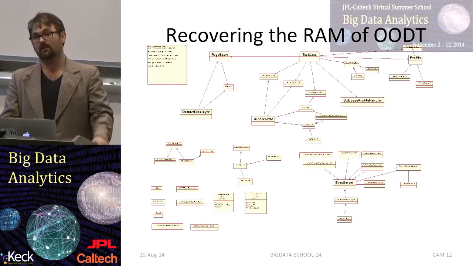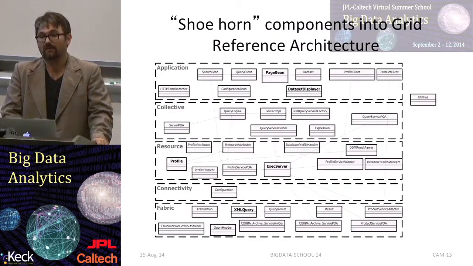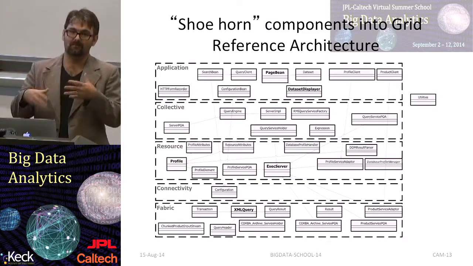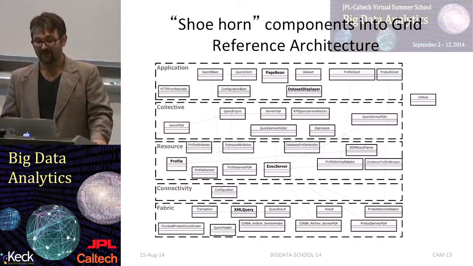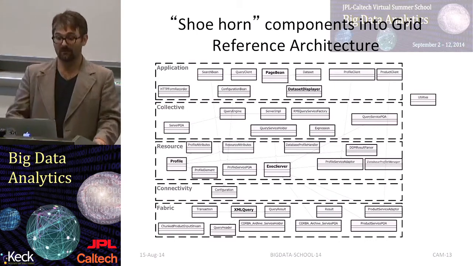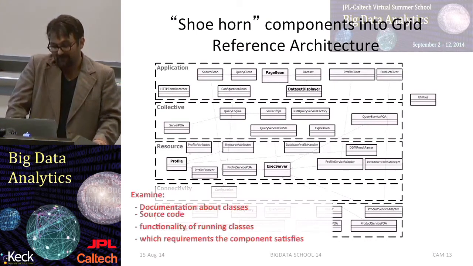We took this recovered architectural model, and then we shoehorned it into the grid reference architecture, those 5 layers. Again, with those reference requirements that gave us some insight, which we distilled from the literature to figure out which layer it went into, as well as looking at things like documentation and any other information that we could find. And what you find is, does this look perfect?